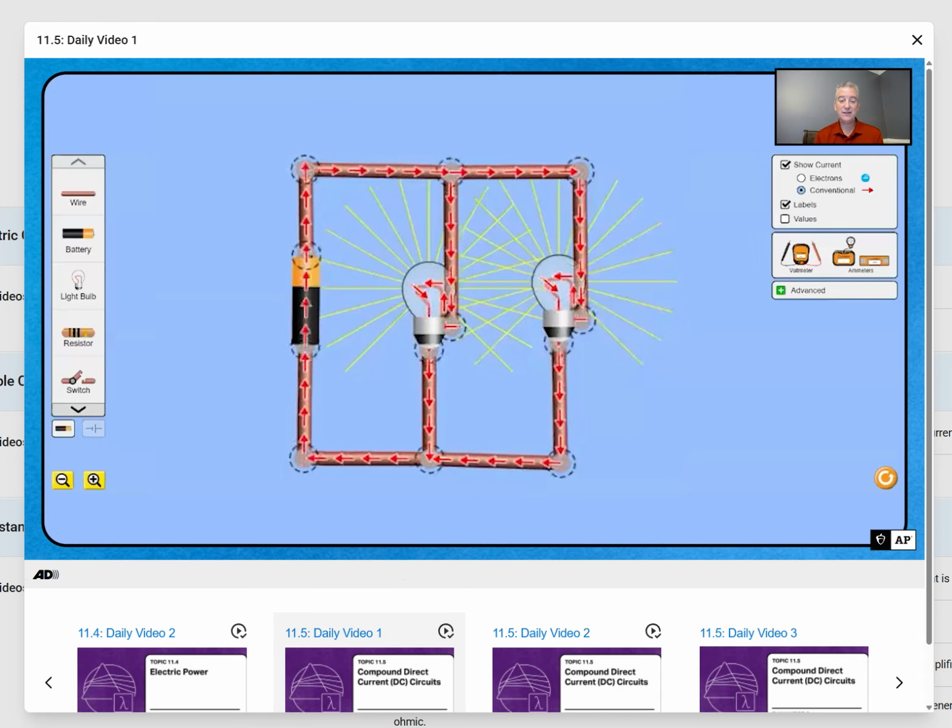So let's review. In video number 1, we discussed the properties of series and parallel circuits. Simply stated, series circuits provide one path for the charge to move through, and parallel circuits provide multiple paths. So let me ask you two questions. Question number 1, how do we represent the image to the right as a schematic diagram?